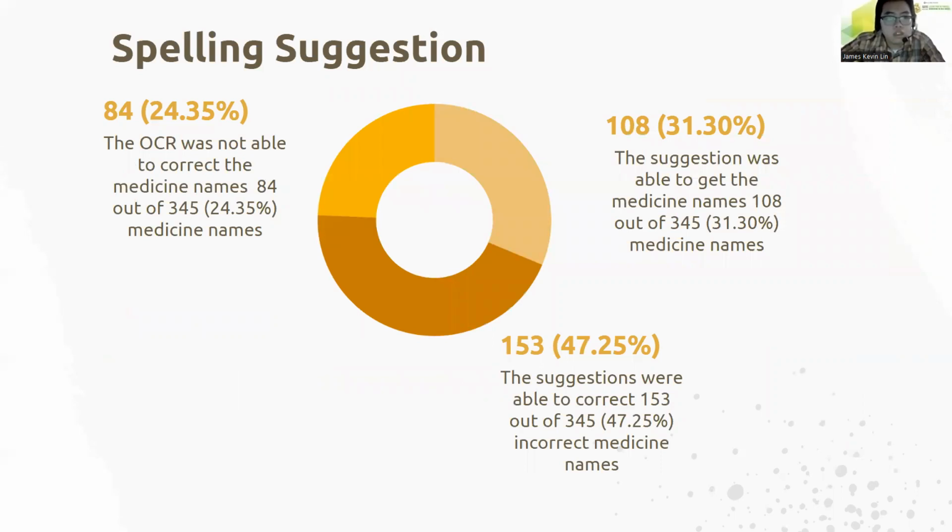The spelling suggestion was able to find that 31.30% of medicine names in the dataset match with the list of medicine names scraped from the website. 47.25% of the incorrect medicine names were corrected, and 24.35% of the incorrect medicine names were not able to be corrected accurately.